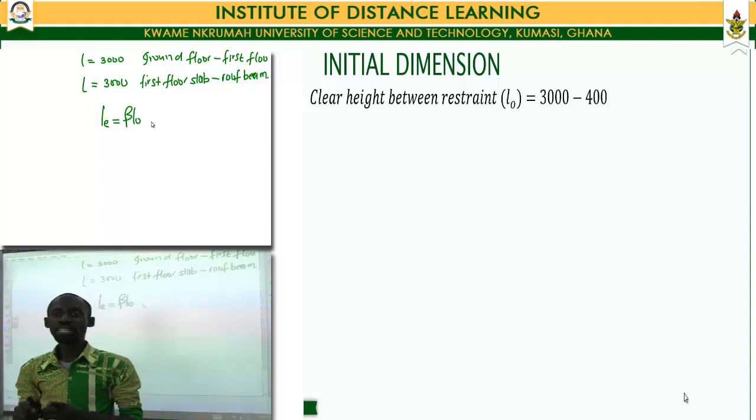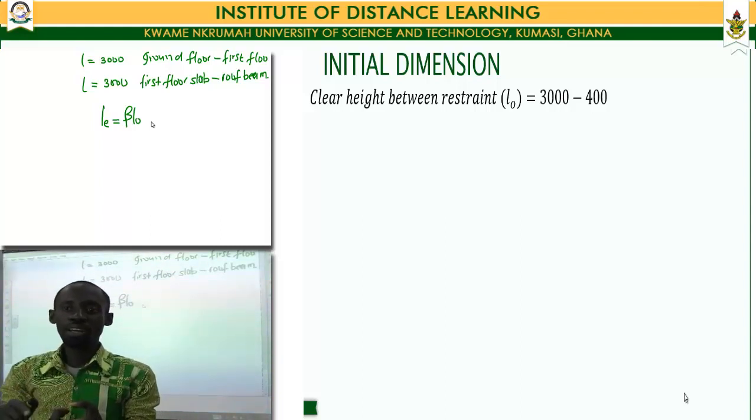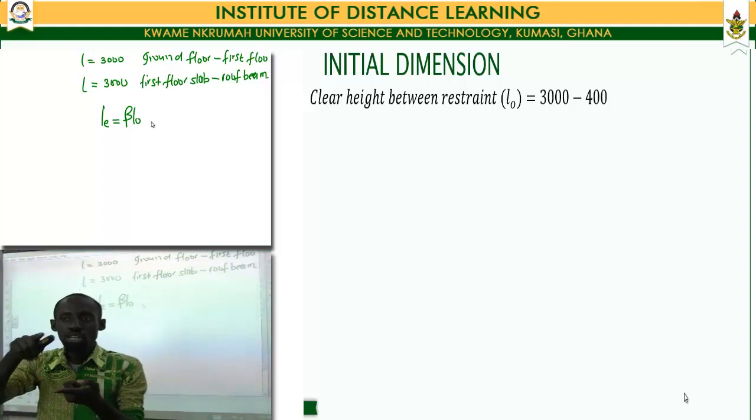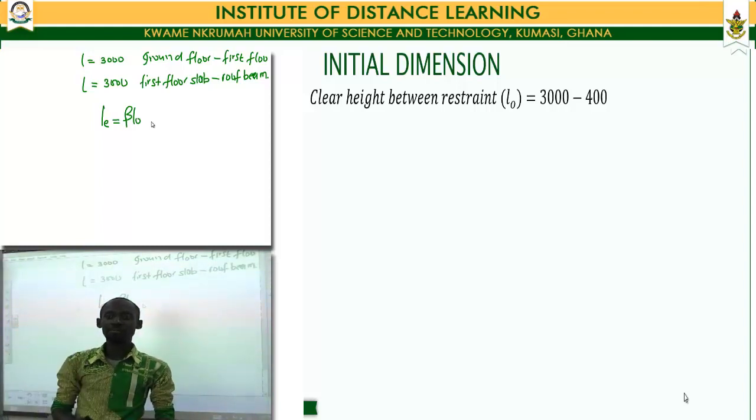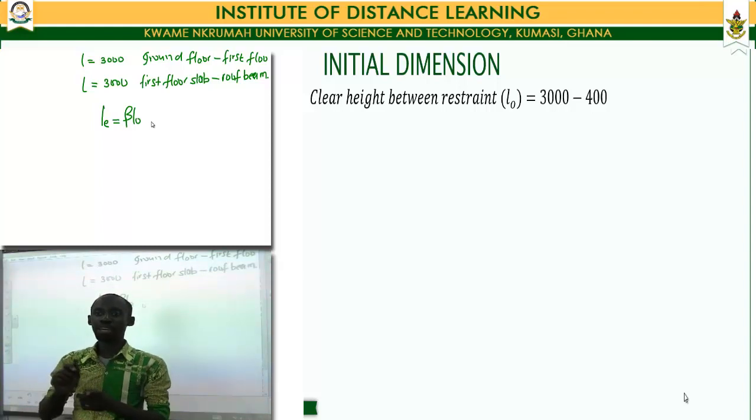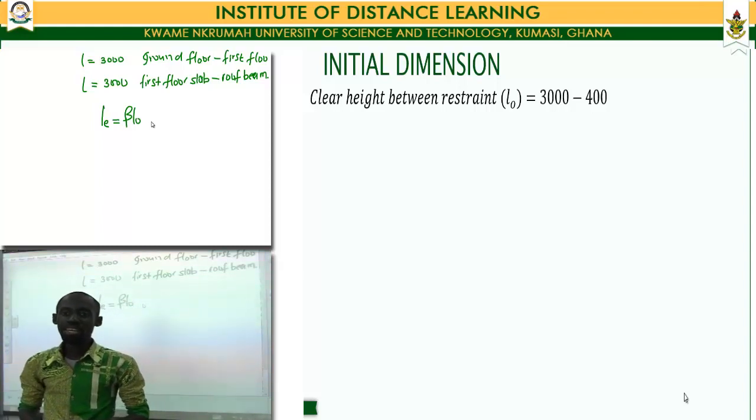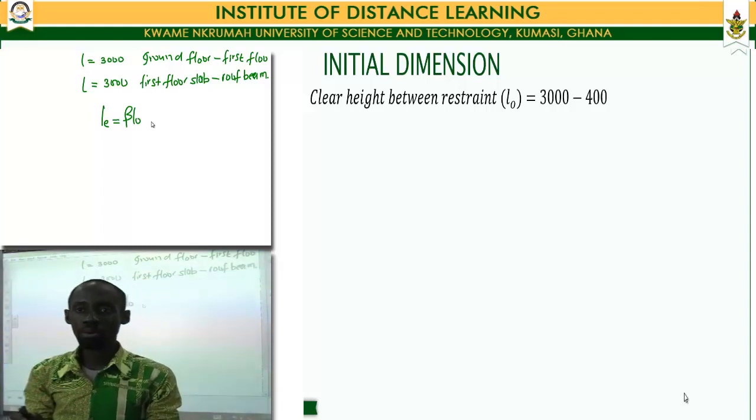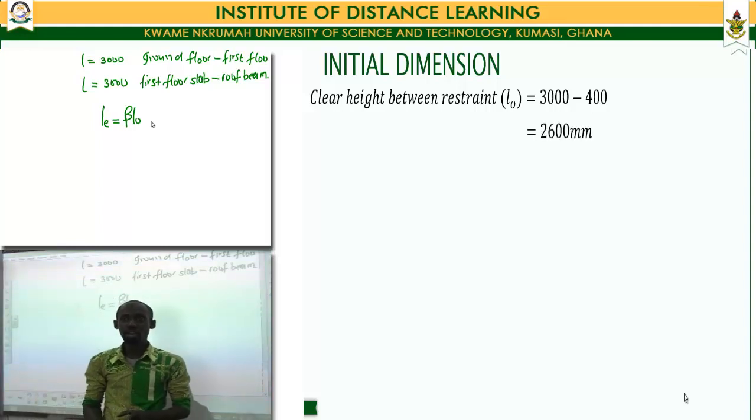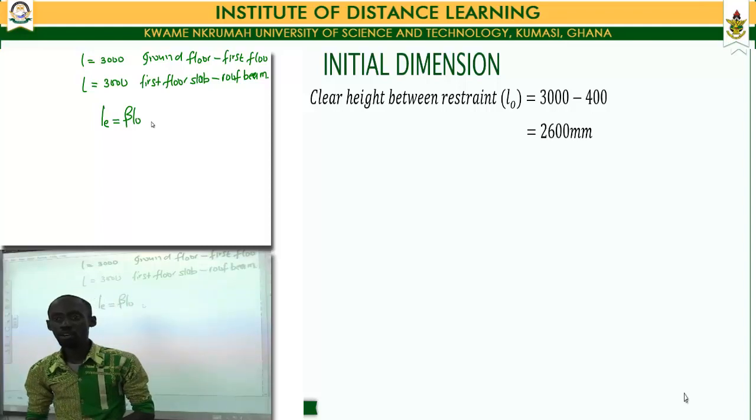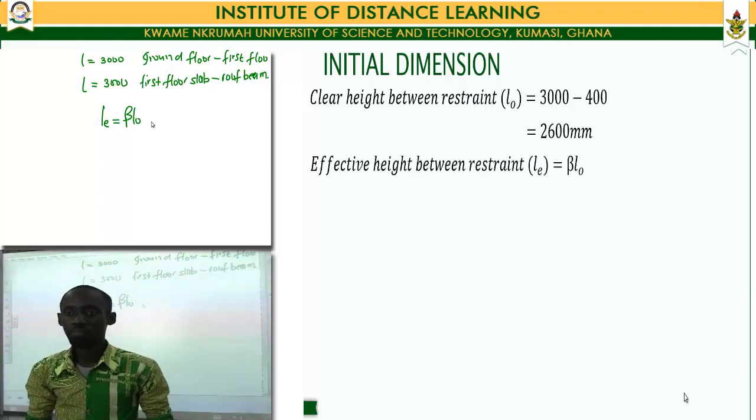So it is going to be the distance from the top of the first floor beam to the soffit of the roof beam. Now, given that my first floor beam and my roof beam both have a dimension of 400, it means that my clear height between restraints is going to be equal to 3,000 minus 400, which would yield a value of 2,600.